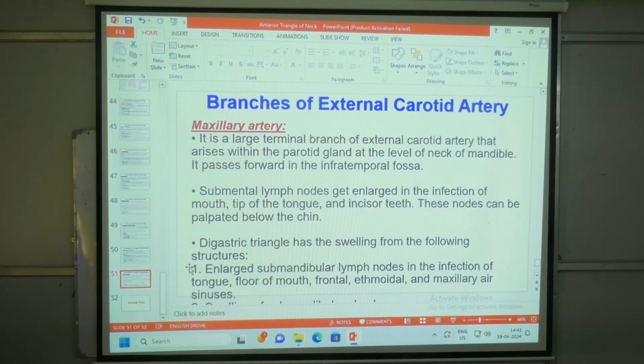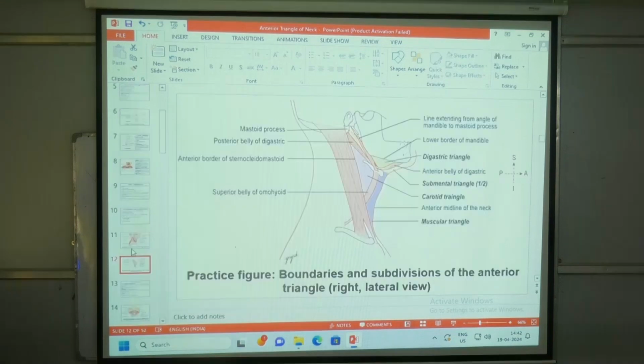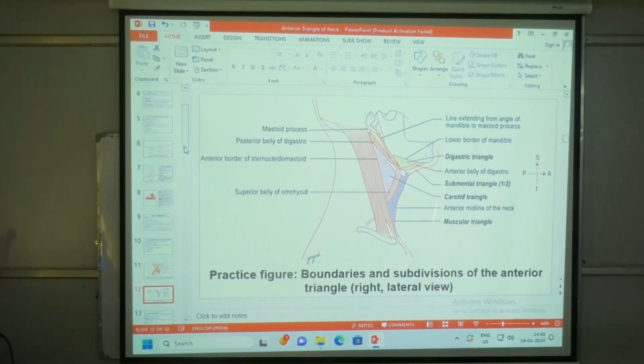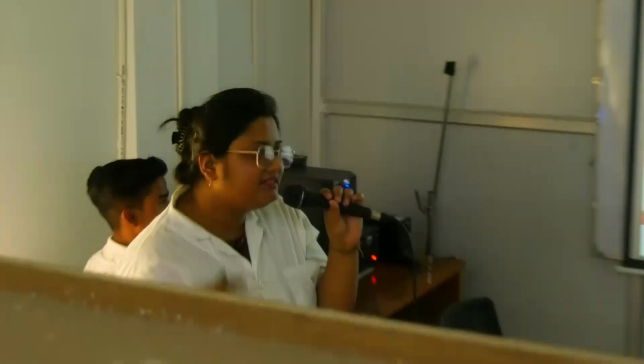Again we will see the boundary and then we will end. Okay, today also we will see the boundary and the contents, mainly the contents of the carotid triangle. So this is the boundary of the whole of the anterior triangle. What will be the incision line?